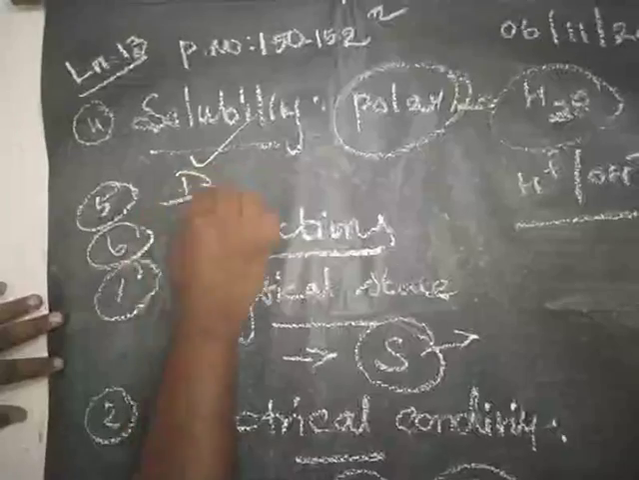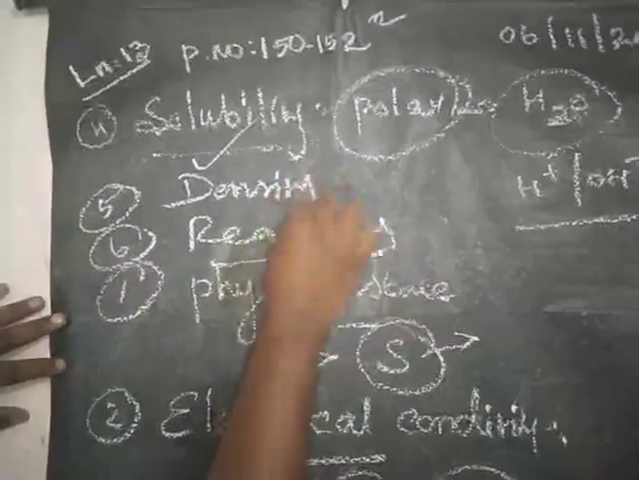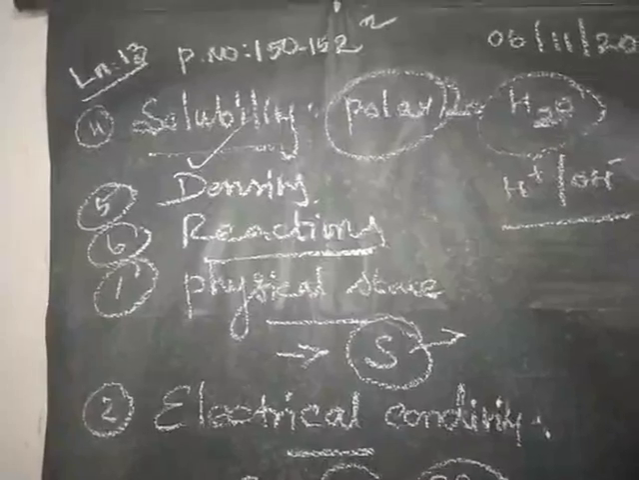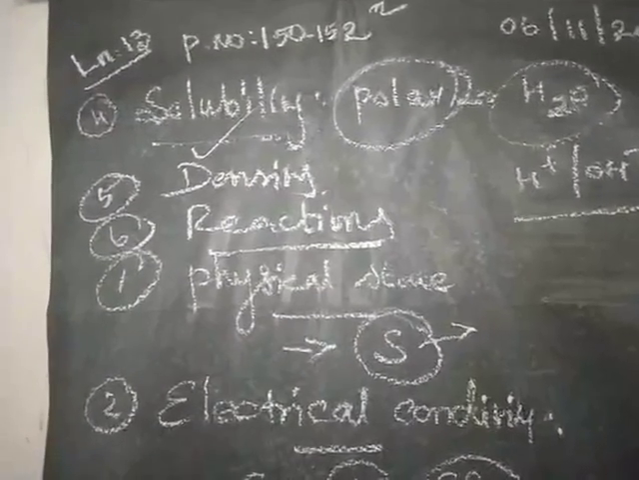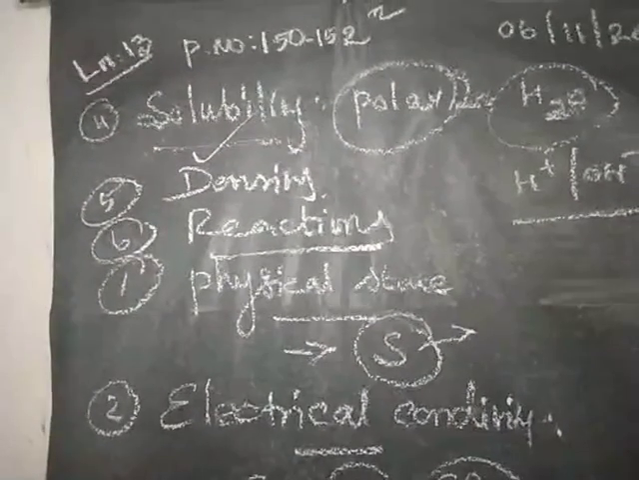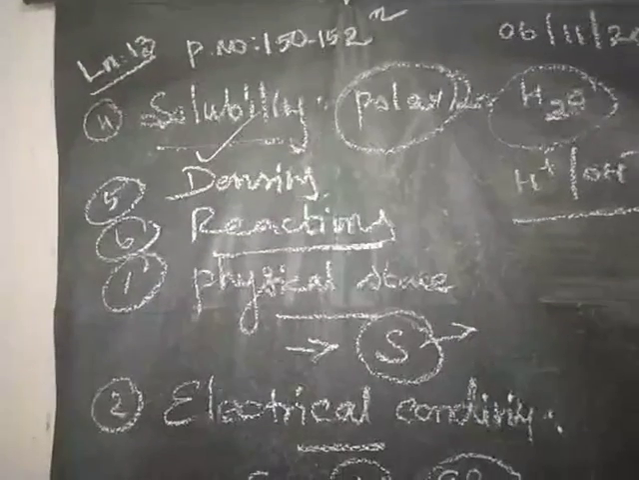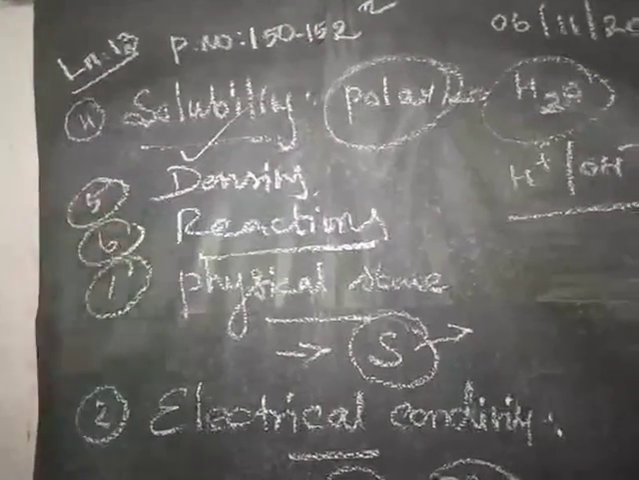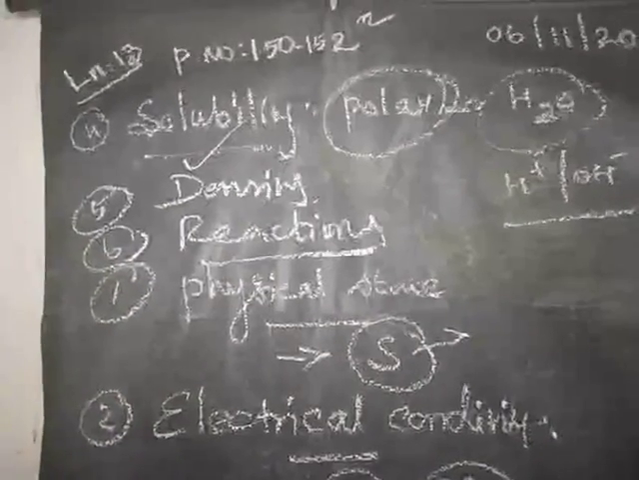Density, hardness and brightness, reactions. So these are all the characteristics of ionic compounds. First one: physical state. Second: electrical conductivity. Third: melting and boiling point. Fourth: solubility. Fifth: density. Sixth: reactions.